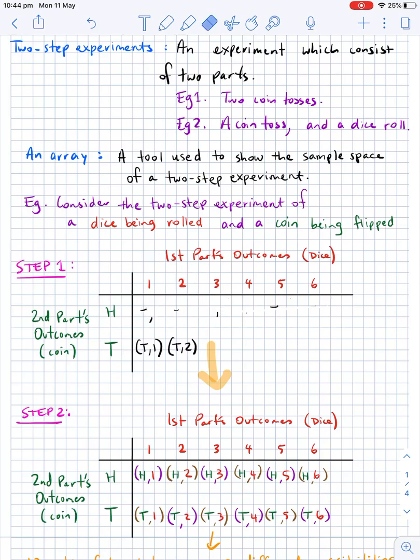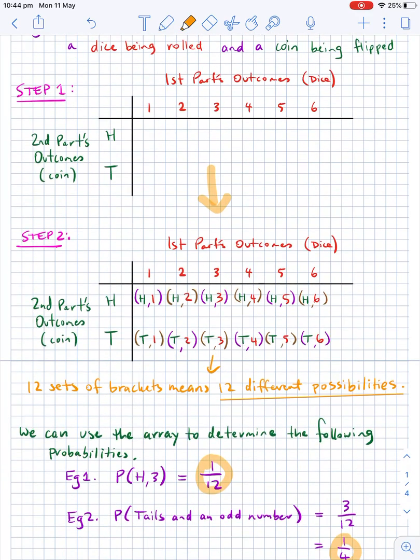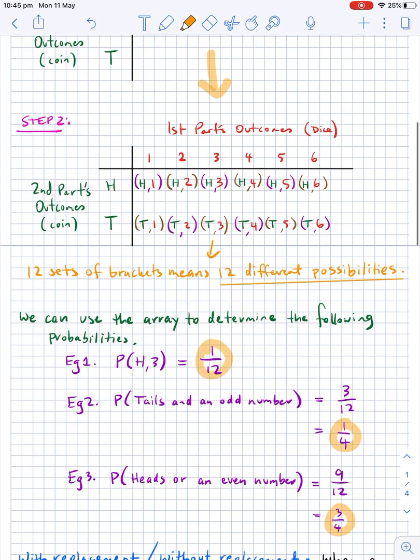So once you do that correctly and fill in all the spaces, it's going to look something like this down here. And what you can see is that there's 1, 2, 3, 4, 5, 6, 7, 8, 9, 10, 11, 12. 12 different sets of brackets. That means that there's 12 different possibilities for this experiment of flipping a coin and rolling a dice. This outcome here, for example, that represents flipping a heads and rolling a 4. So you can pretty much see that there's 12 different things you can get.